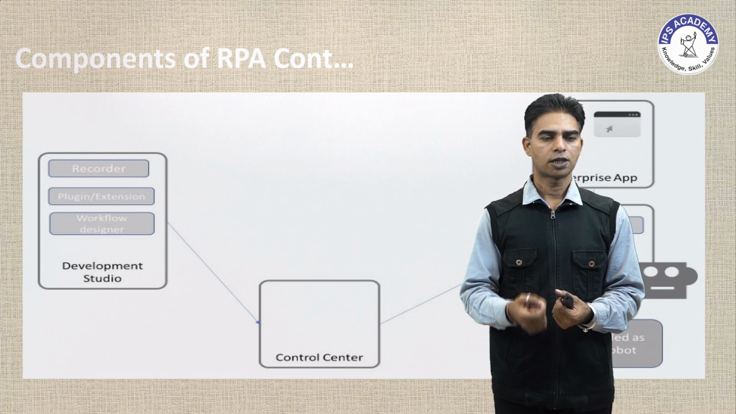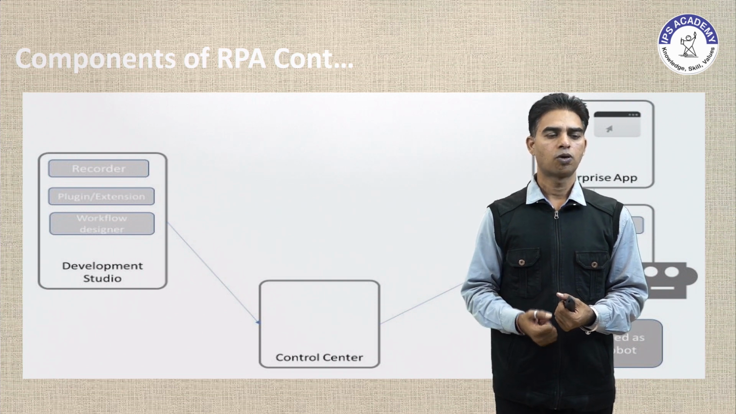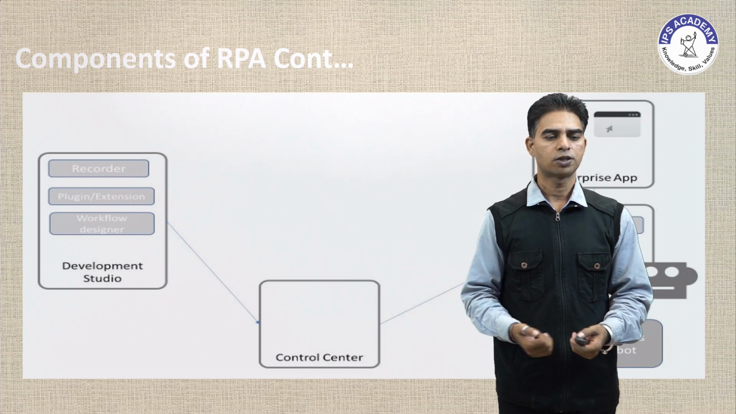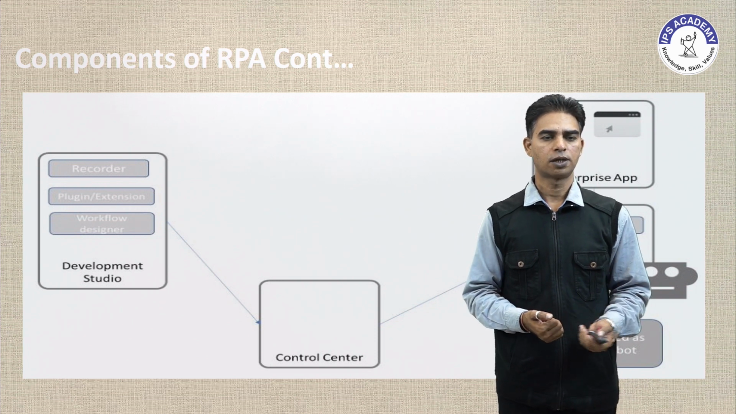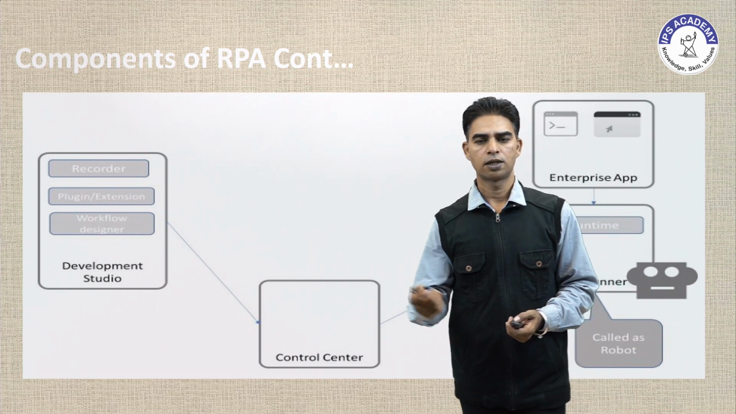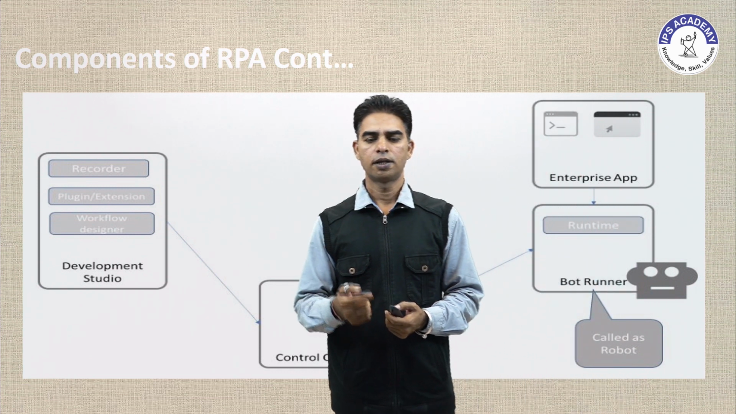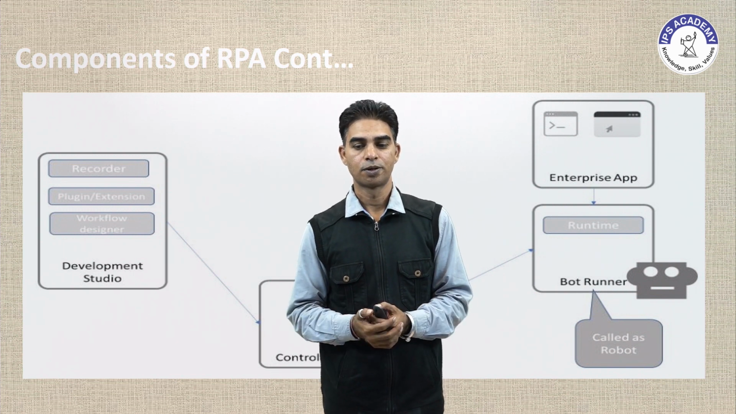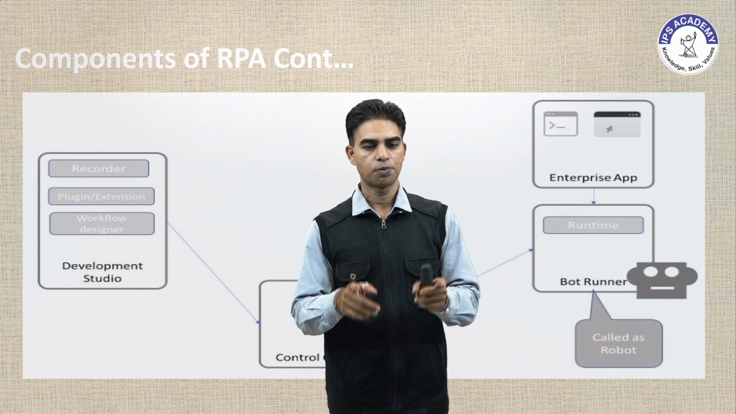So all the steps can be used or can be designed in the workflow designer. The development studio provides this kind of facility. This is a component of robotic process automation. One thing is there is an enterprise app, and the bot runner is called the robot. The main thing is the robot, whatever step you are designing.